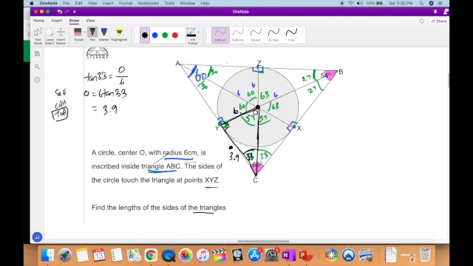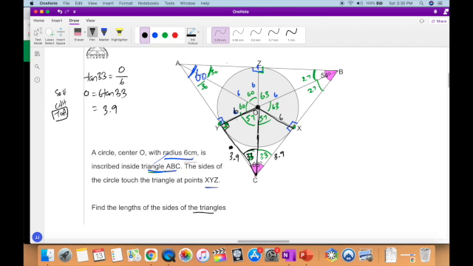But guess what? This side is equal to this side. Remember we were just saying that? So that means that this side is also 3.9. And this here is also 6, because it's a radius. Now I could find my hypotenuse, which both of the triangles share. So let's see what I can use for the hypotenuse.